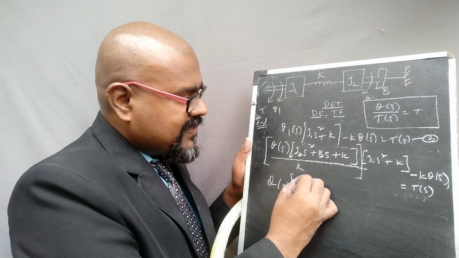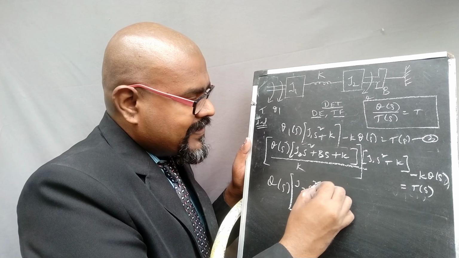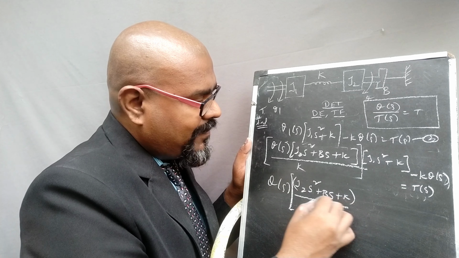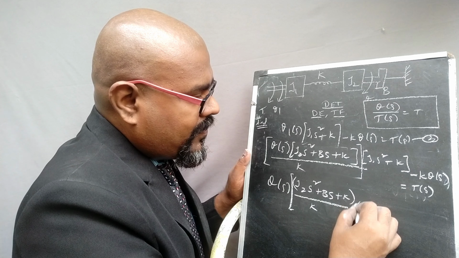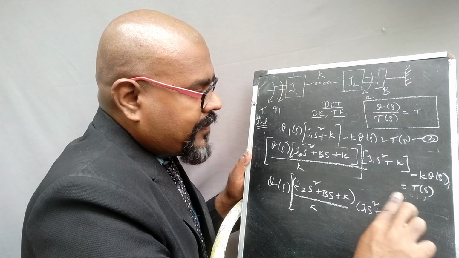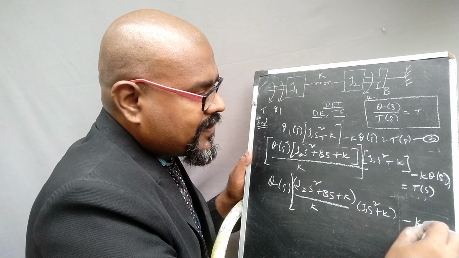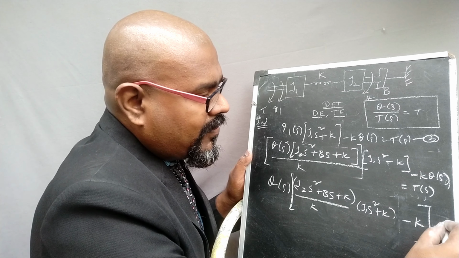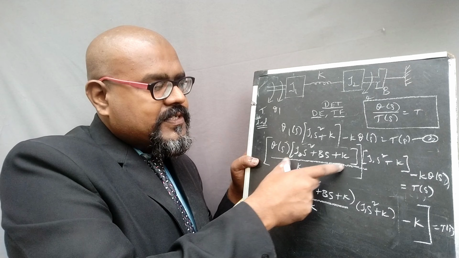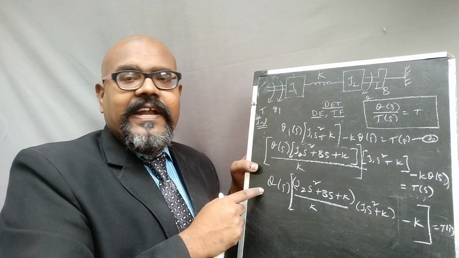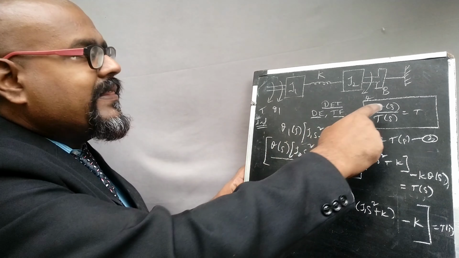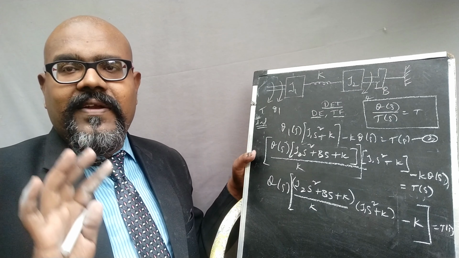Once you take theta of s as common, we get (J2 s square plus bs plus k) divided by k, into (J1 s square plus k), minus k, is equal to T of s. Okay, I just took theta of s as common from the first term and the second term, and then I got the equation. Now theta of s divided by T of s is the format we need to get.